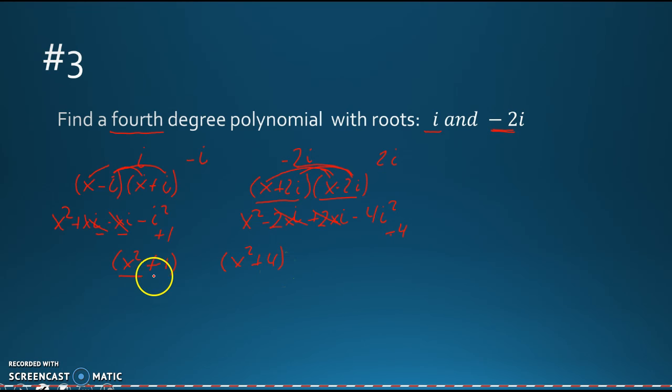So then I have to multiply these two things together. I'm going to start with x squared times x squared is x to the 4th. Then I'm going to take x squared times 4, which is 4x squared. Then I'll have 1 times x squared is 1x squared. And then 1 times 4 is 4. And my final answer is y equals x to the 4th, 4x squared plus 1x squared is plus 5x squared, plus 4.